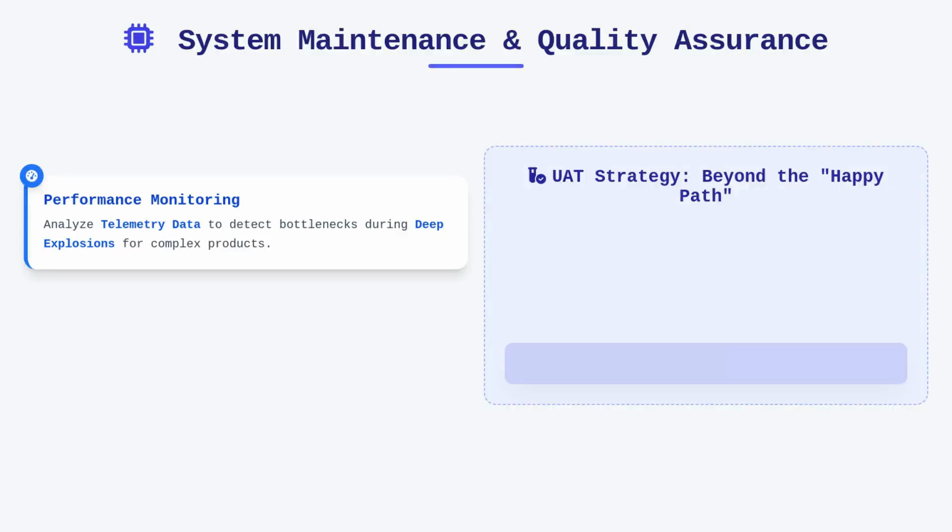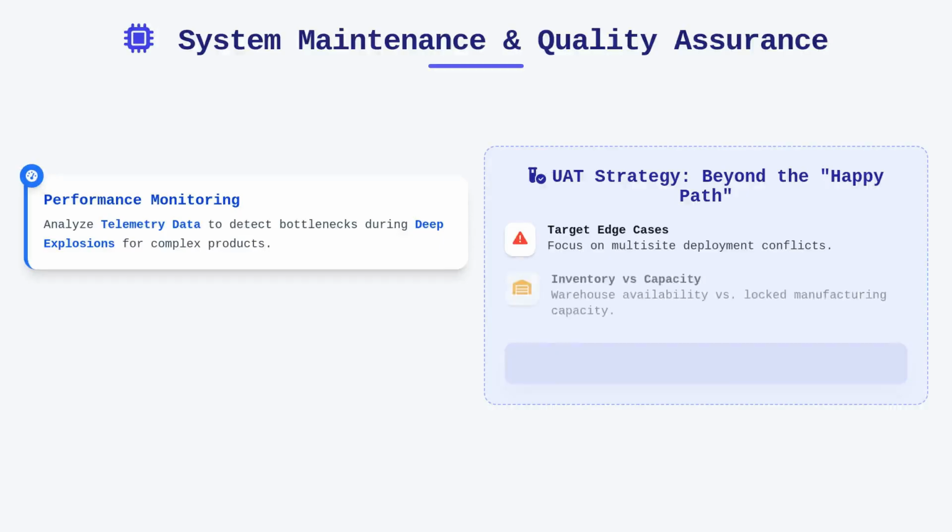When designing your user acceptance testing, do not simply test the happy path where everything goes as expected. Focus your test scripts on edge cases, such as multi-site deployments, where inventory might be available in one warehouse, but manufacturing capacity is locked in another.